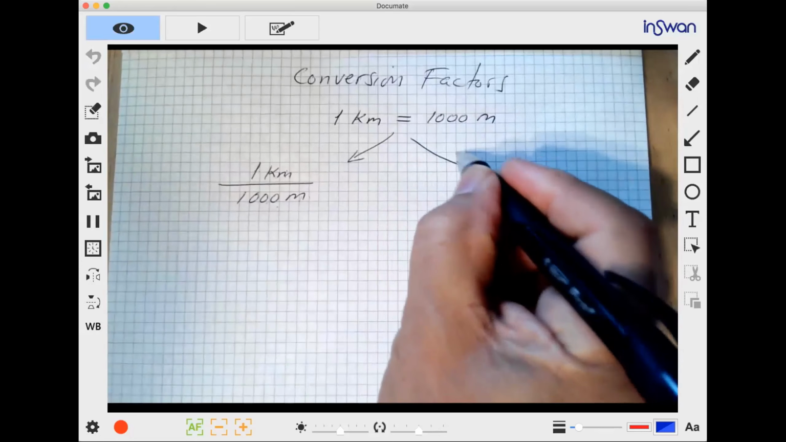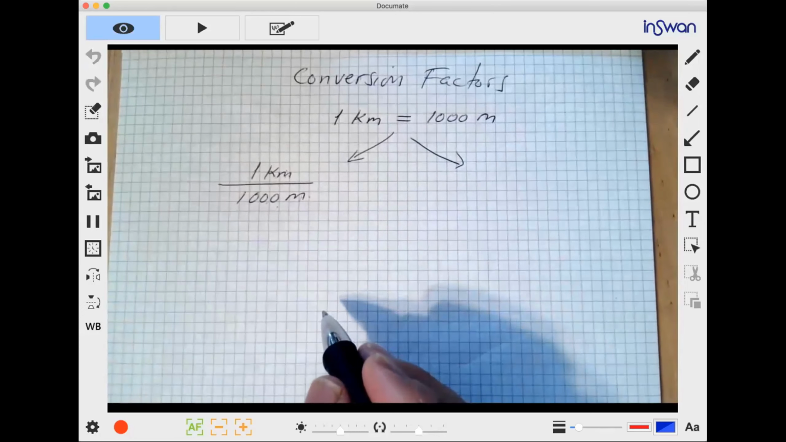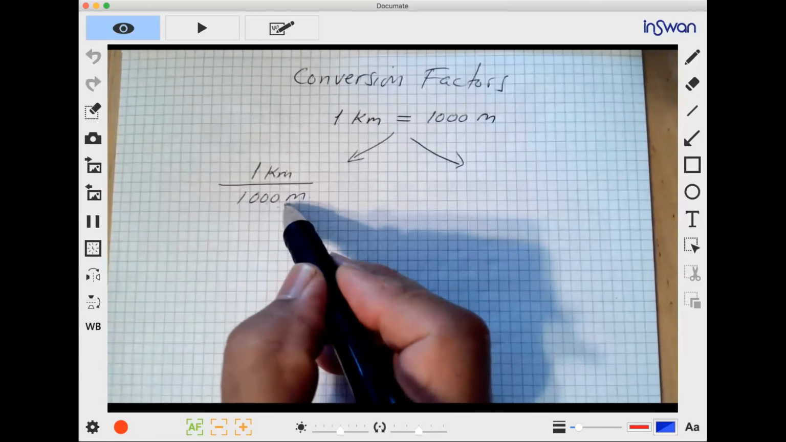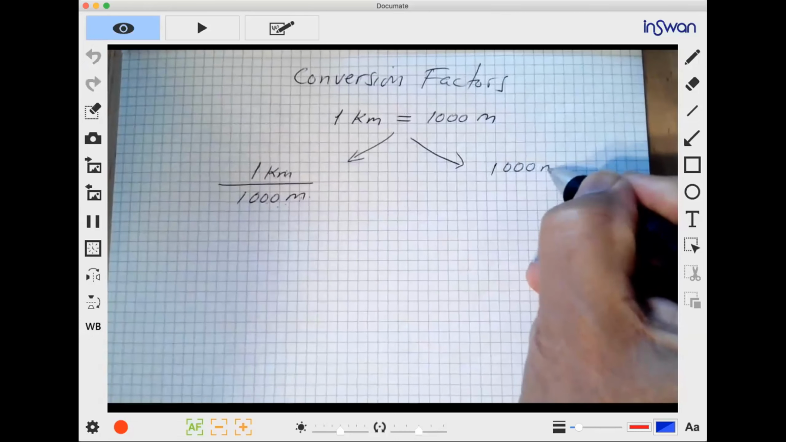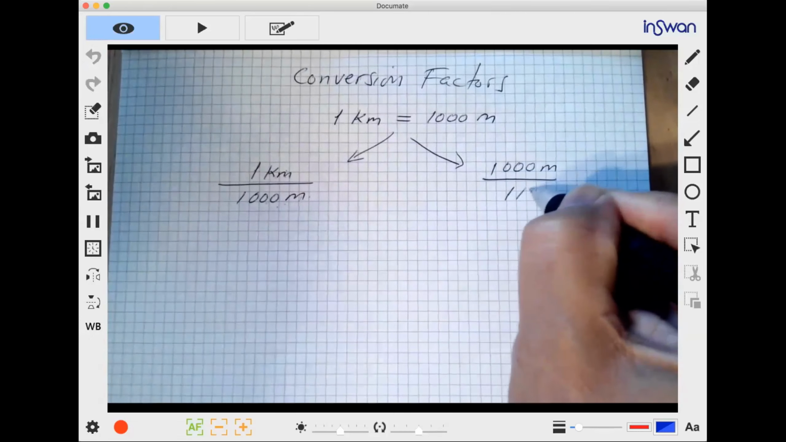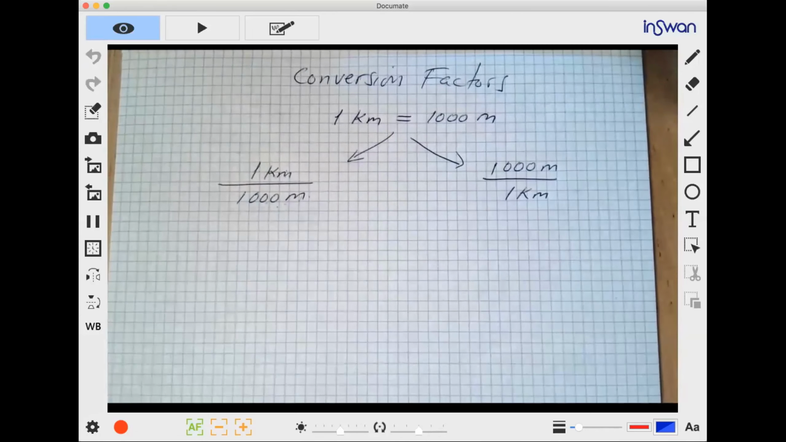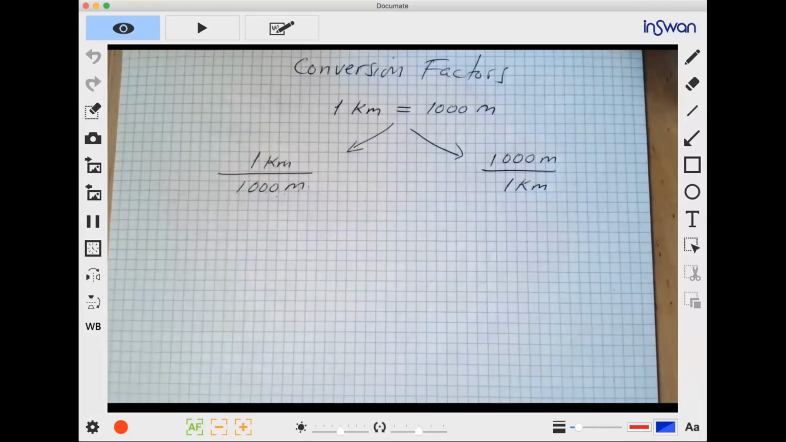Now, the second conversion factor that comes out of any equality is the reverse of the first one. We just flip the numbers and we have 1,000 meters divided by 1 kilometer. So those are the two conversion factors, and that's always the same for any equality. Only two conversion factors possible.